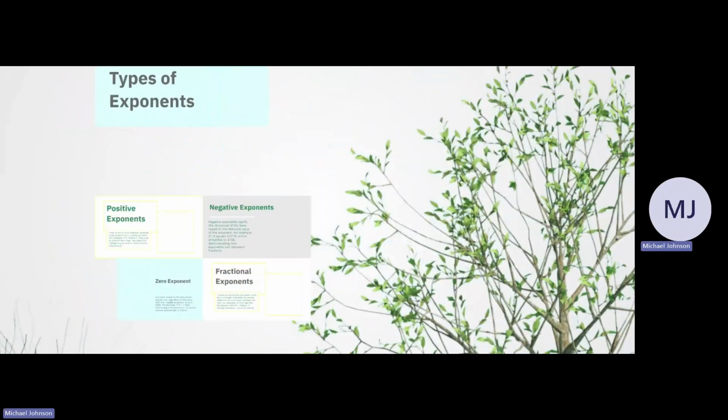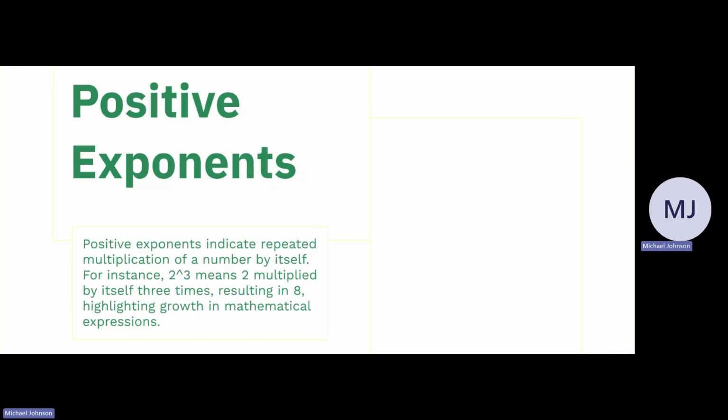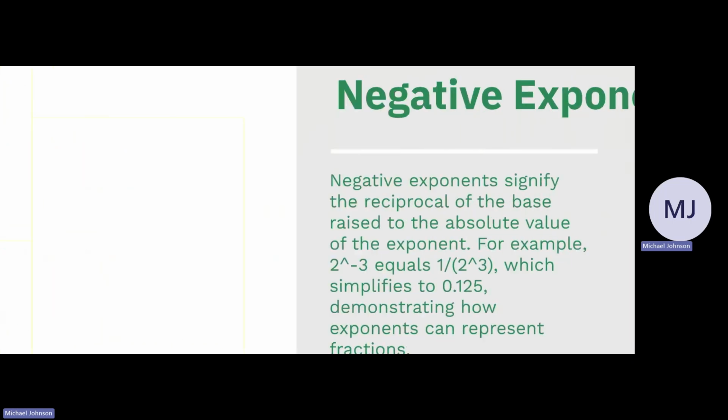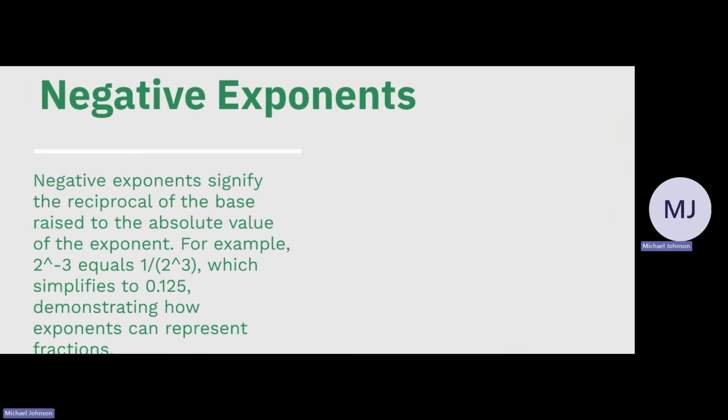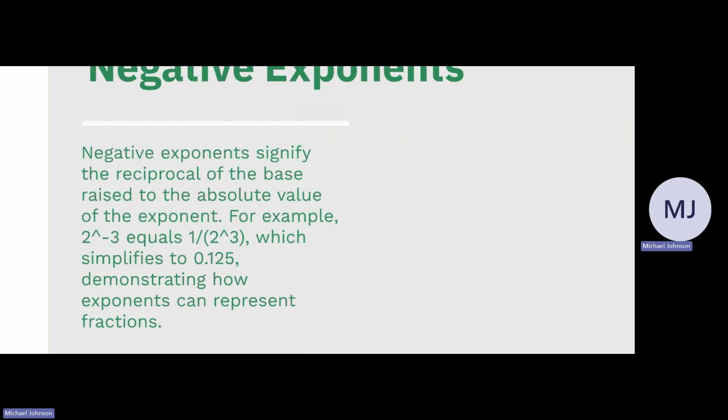Positive exponents. Positive exponents indicate repeated multiplication of a number by itself. For instance, 2 to the 3 means 2 multiplied by itself 3 times, resulting in 8, highlighting the growth of mathematical expressions. Negative exponents signify the reciprocal of the base raised to the absolute value of the exponent. For example, 2 to the negative 3 equals 1 divided by (2 to the 3), which simplifies to 0.125, demonstrating how exponents can represent fractions.